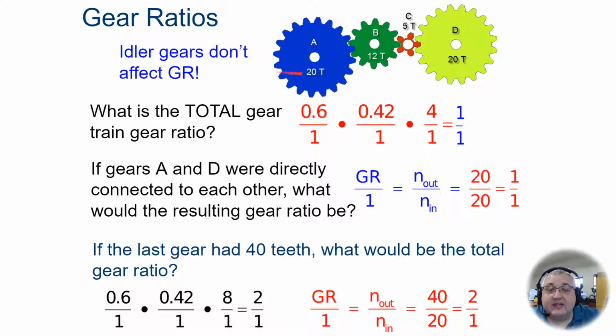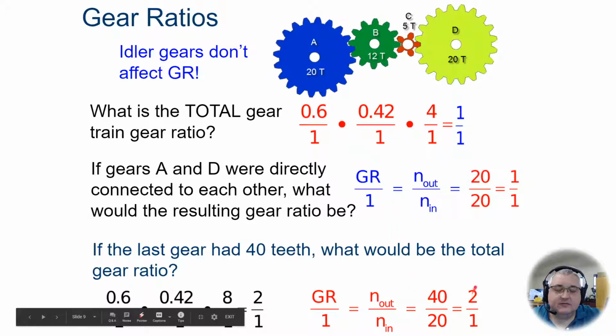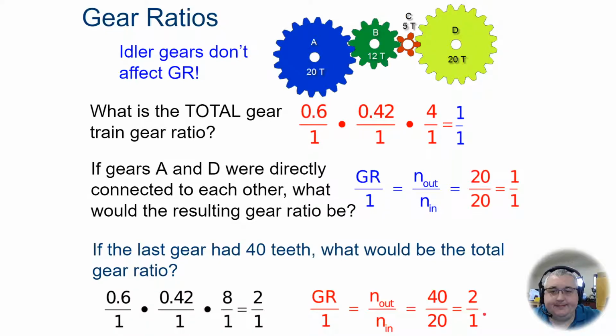Then if the last gear had 40 teeth, what would be the gear ratio of this? You don't need to calculate everything. Number out divided by number in. Number out's 40, number in's 20. 40 divided by 20 simplifies to 2 over 1. Boom. 2 to 1.